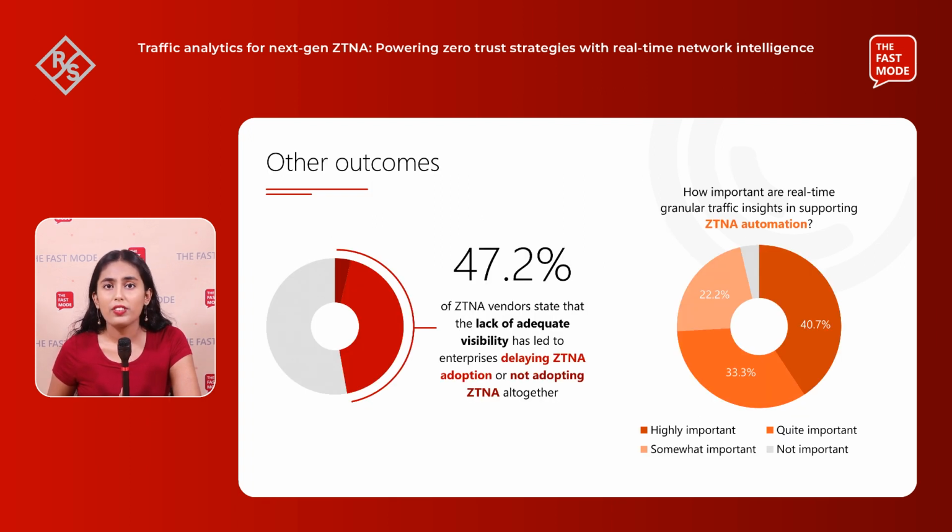In fact, nearly half of ZTNA vendors feel that the lack of adequate visibility in ZTNA has led to a delay in ZTNA adoption, or in some cases, no adoption at all. The report also notes that traffic visibility is crucial for ZTNA automation, with 40.7% of respondents stating that it is highly important. Without real-time granular traffic insights, automating ZTNA processes will be quite difficult, as it lacks the necessary insights to train and improve automation algorithms.